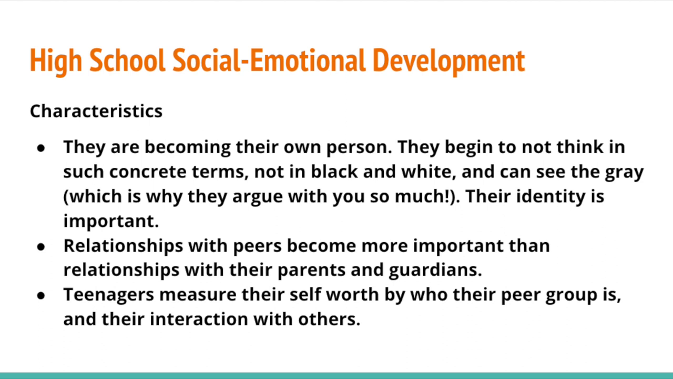So characteristics of social emotional development in high school kids are that they are becoming their own person. They begin to not think in such concrete terms, not in black and white, and they can start to see the gray. I have some kids that I call our social justice warriors, because they're always ready to fight the good fight for what's right, whether it's that they don't want to wear their mask or they don't want to do that. They want to fight dress code. Their brains are changing, and that is why they argue with you so much, parents. There's hope that eventually they'll stop arguing with you so much. But that's why their identity is so important to them, and they are so ready to get behind whatever's right. If it means they get a longer lunch on Fridays or whatever the latest thing is, they're going to fight for it.